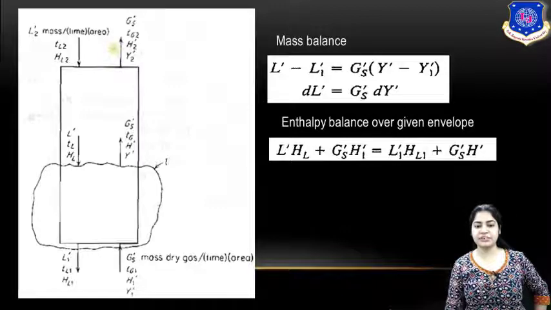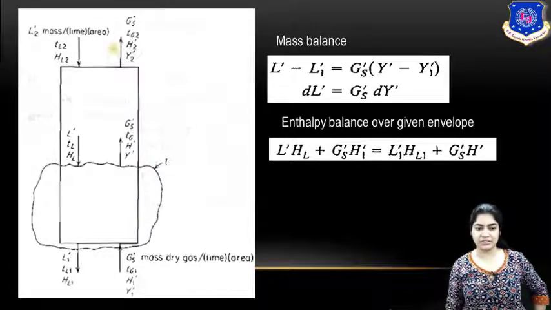The temperatures you can see: TG1 is the inlet temperature of your gas, and TG2 is the outlet temperature of your gas. Similarly, TL2 is the inlet temperature of your liquid, your water, and TL1 is the outlet temperature. The associated enthalpy for both liquid and gas can be seen here. HL2 is the inlet specific enthalpy and HL1 is the outlet specific enthalpy of your liquid. Similarly for gas, H1 dash is the inlet specific enthalpy and H2 dash is the outlet specific enthalpy.